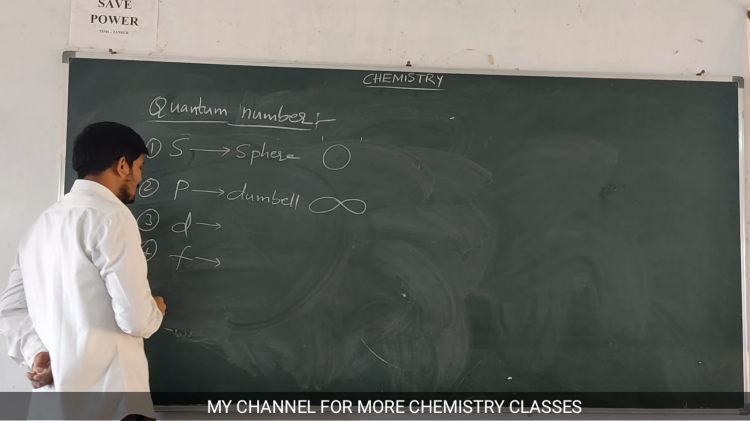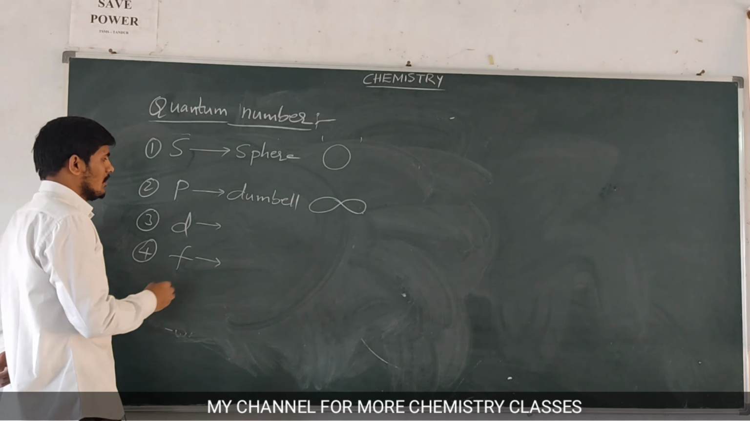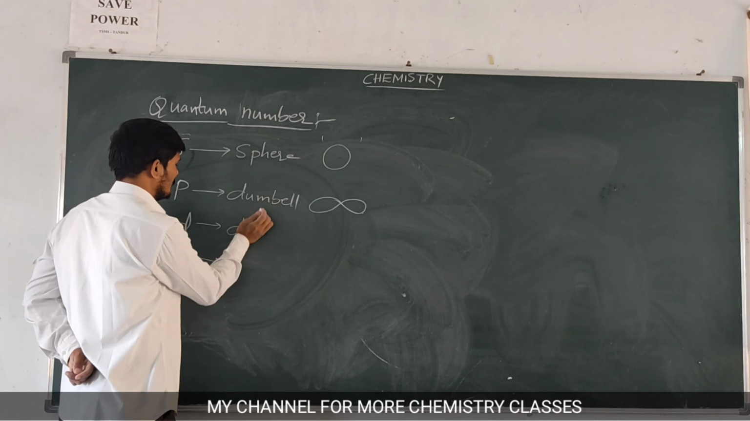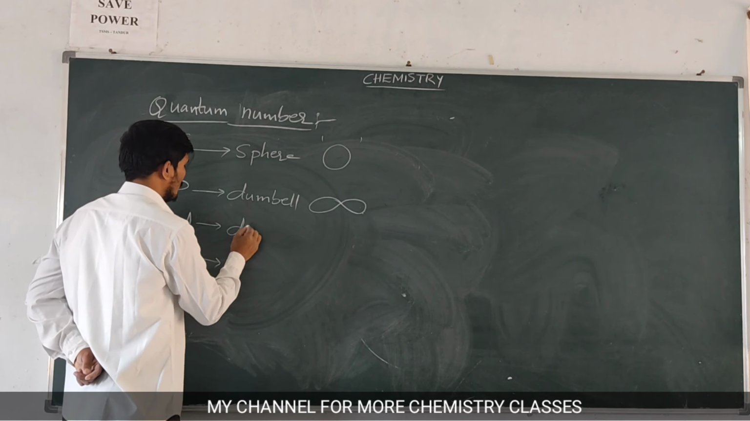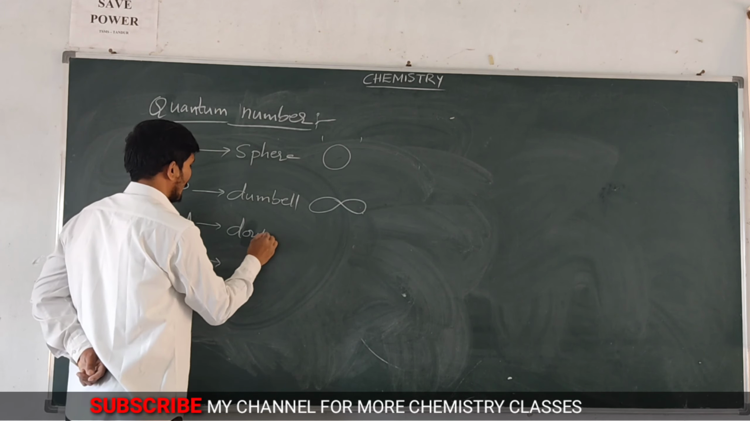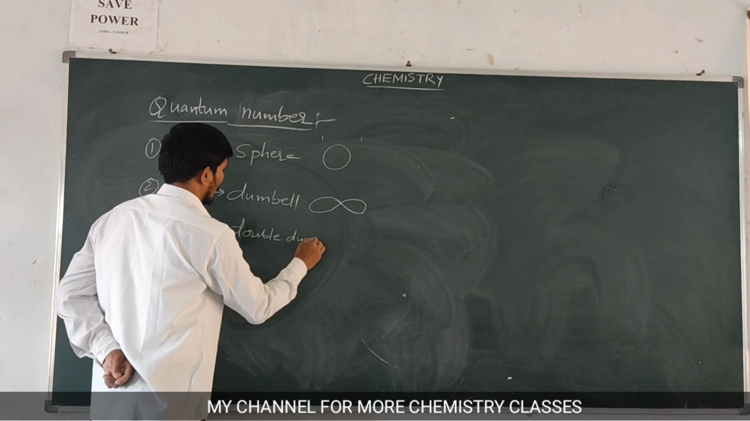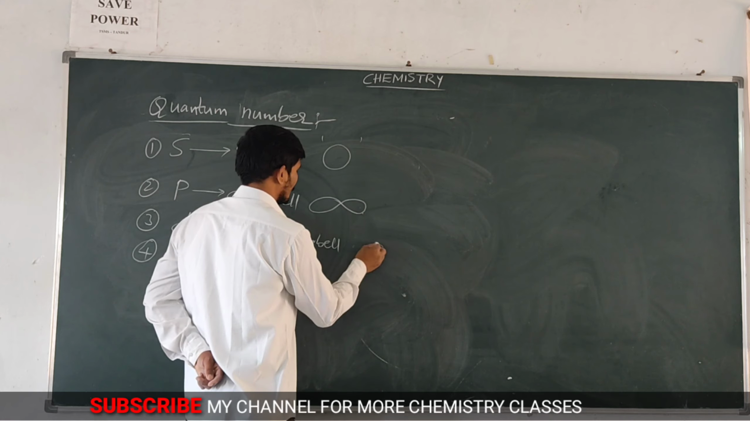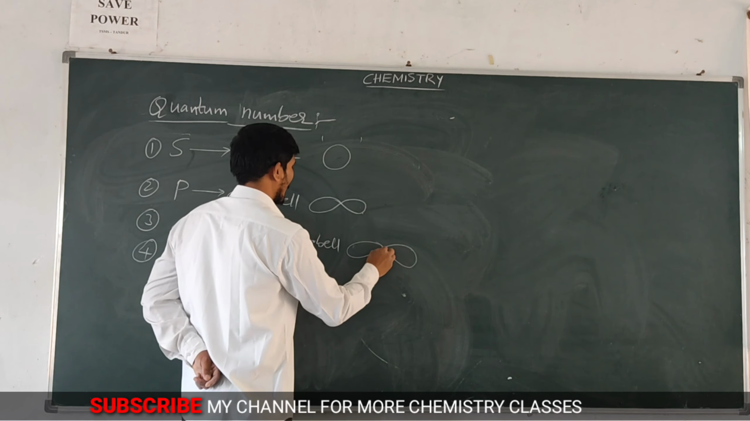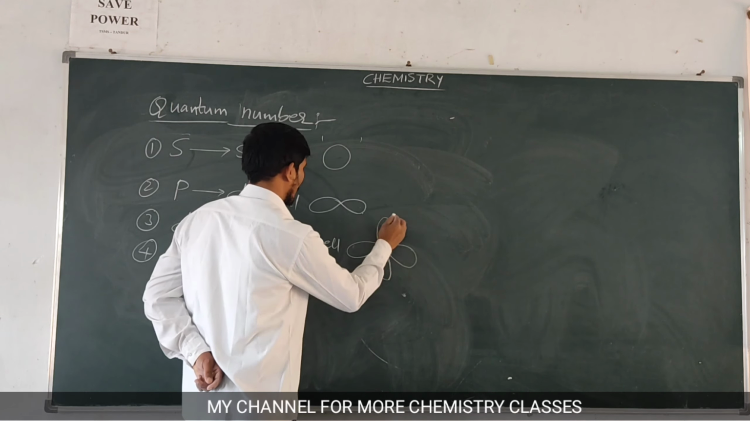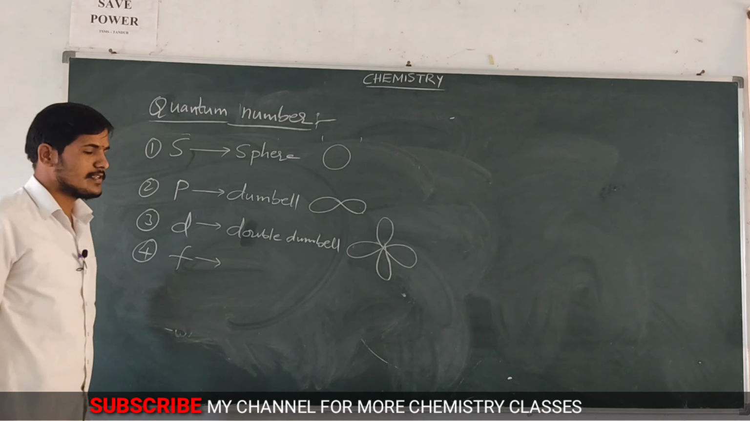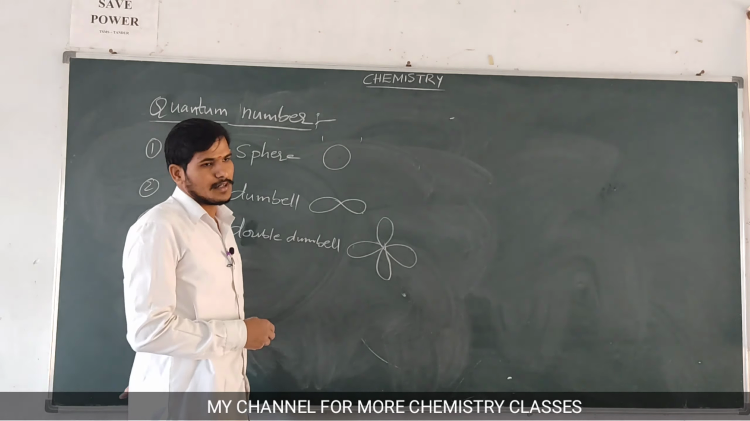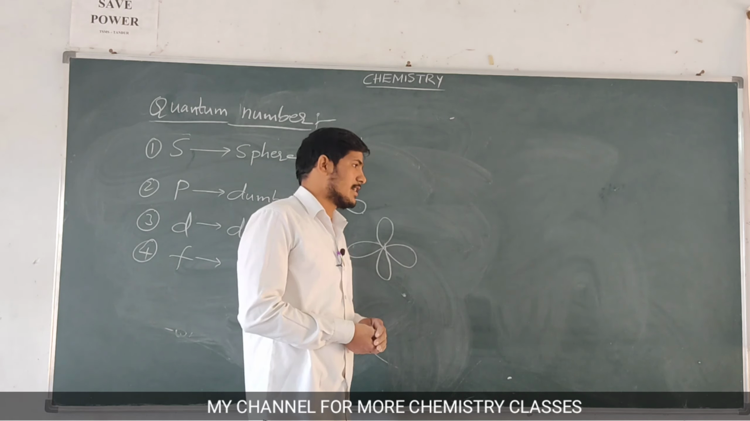The d orbital is in the shape of a double dumbbell. The f orbital is a four-fold dumbbell shape.